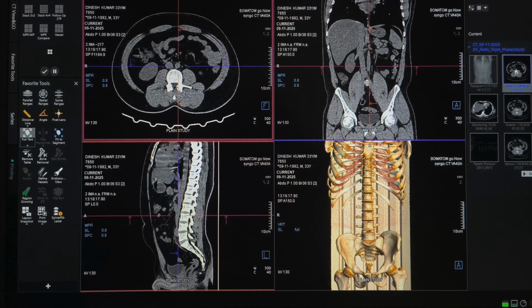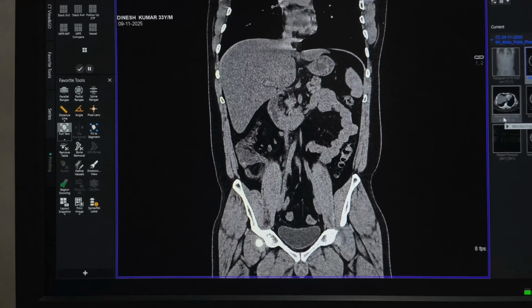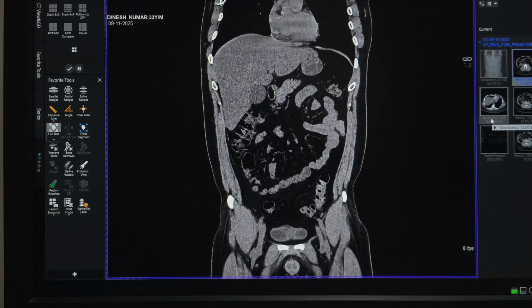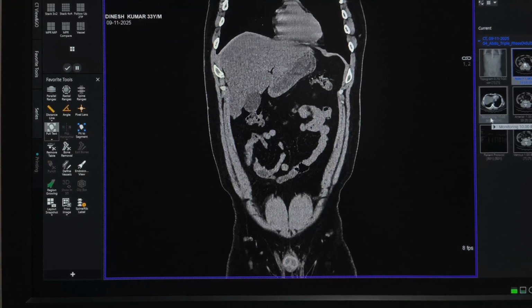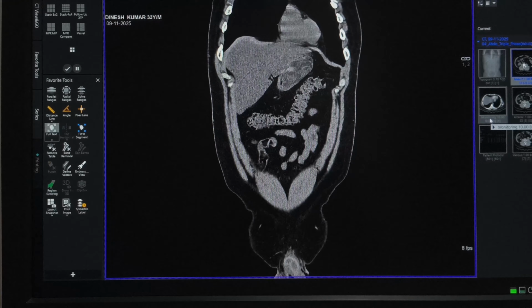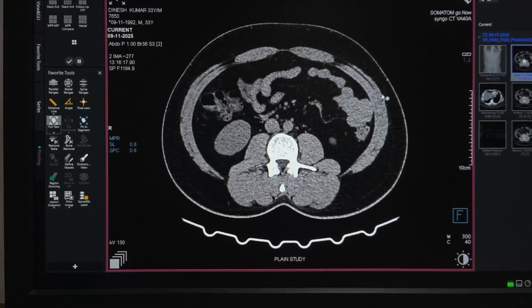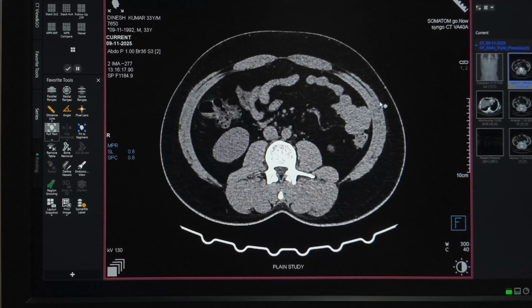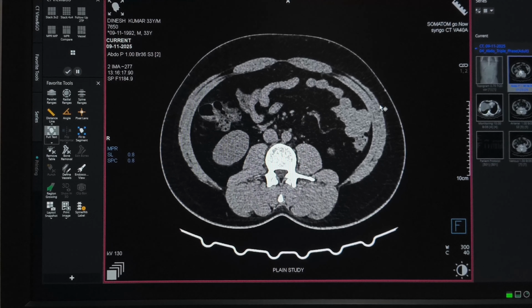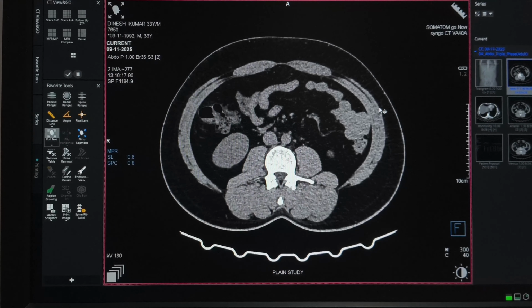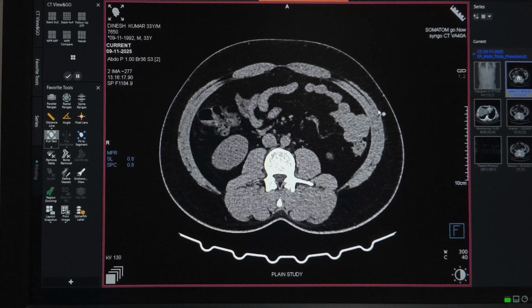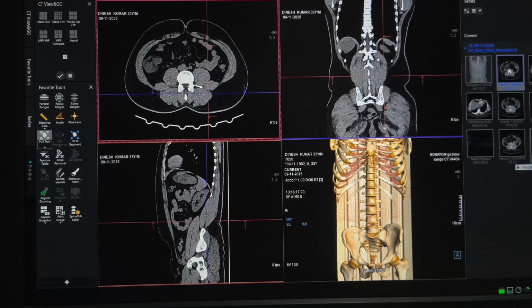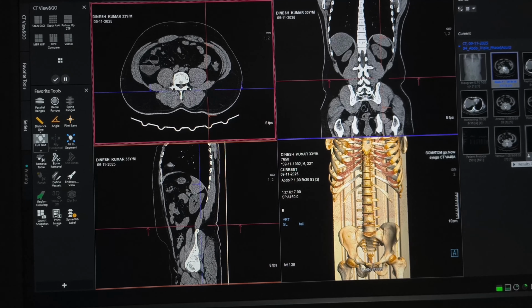What do we look for in plain scan? Stones, kidney stones, gallstones, calcification, fat density, baseline appearance of organs, etc. The plain scan is very important because contrast can hide some things. So we always compare plain scan with later phases. This is a plain view scan.